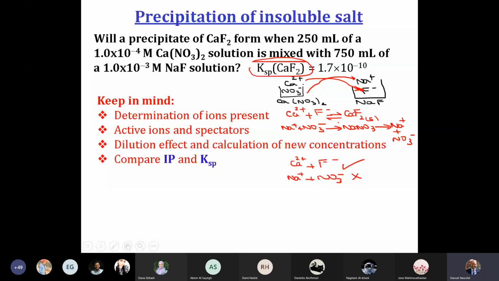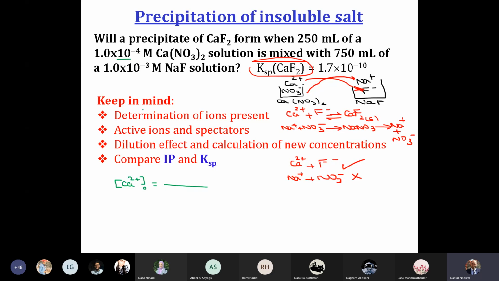This is step one. Step two is to calculate the concentration of all ions in the solution. Especially, it's not necessary to calculate the concentrations of the spectator ions. So we'll calculate the concentration of the ions involved in the precipitation. Ca2 plus initial. What is the meaning of initial? Ca2 plus at t equals 0 after dilution equals the initial concentration. What is the initial concentration?